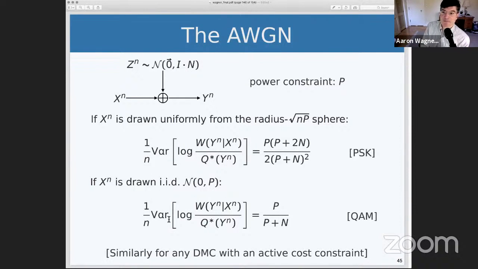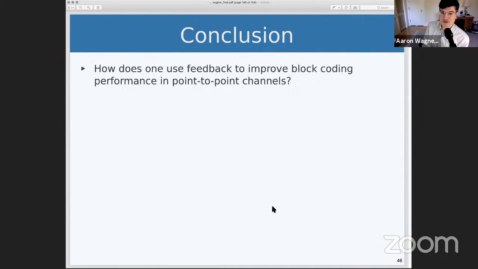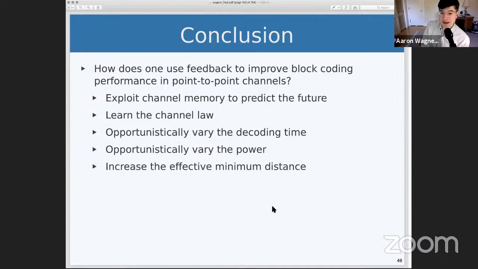All right, so let's wrap up. Here's the grand conclusion for both talks, part 1 and part 2. How does feedback improve block coding performance in point-to-point channels? Classically, we know there are these 5 mechanisms. You can exploit channel memory to predict the future, learn the channel law, opportunistically vary the decoding time, opportunistically vary the power, increase the effective minimum distance, and now to that list, we can add use timid bold coding.